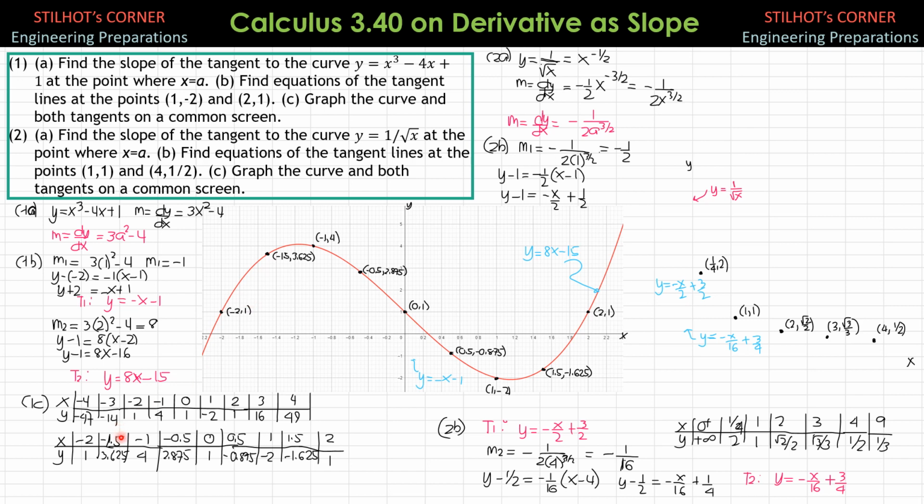intermediate points (-1.5, 3.625), (-1, 4), (-0.5, 2.875), (0, 1), (0.5, -0.875), then (1, -2), (1.5, -1.625), (2, 1), and so on and so forth. Then this is the smooth curve. And for the slopes, we have y equals negative x minus 1. The y-intercept is negative 1.